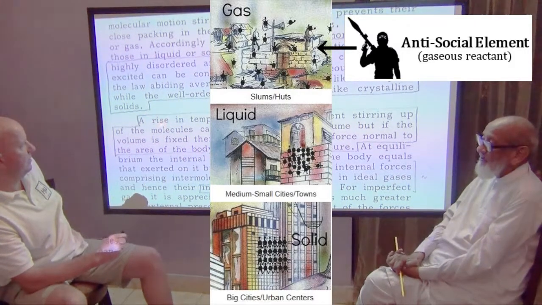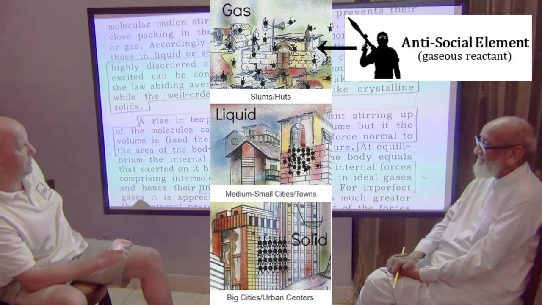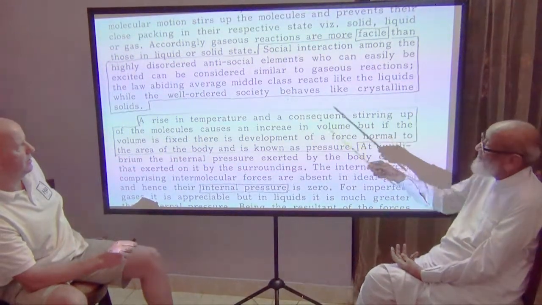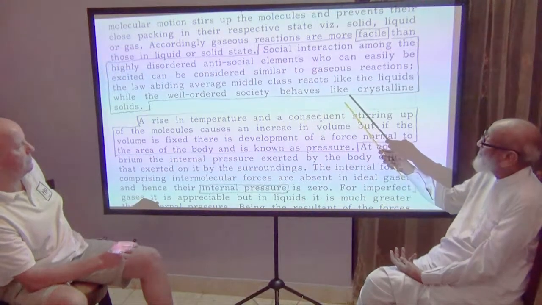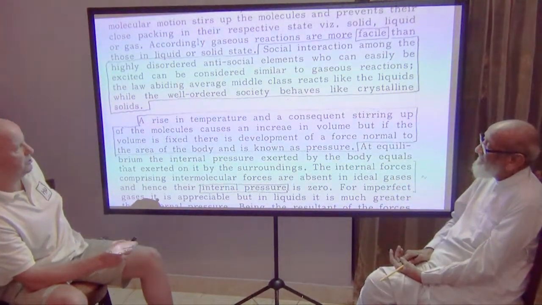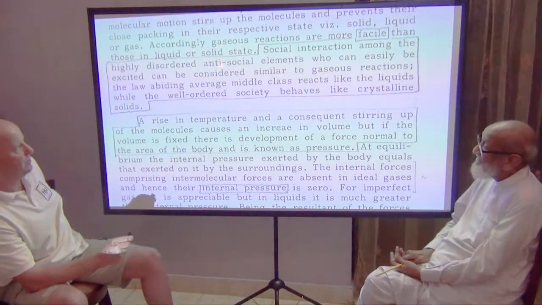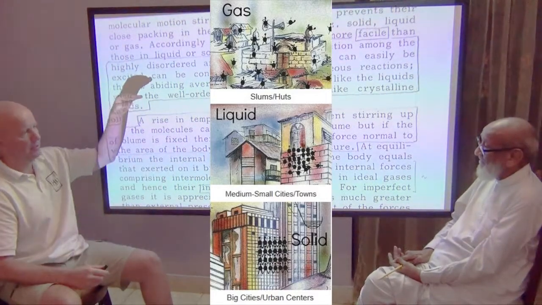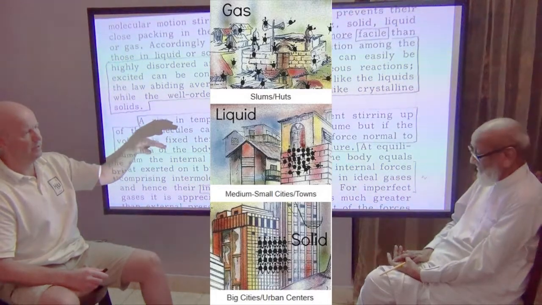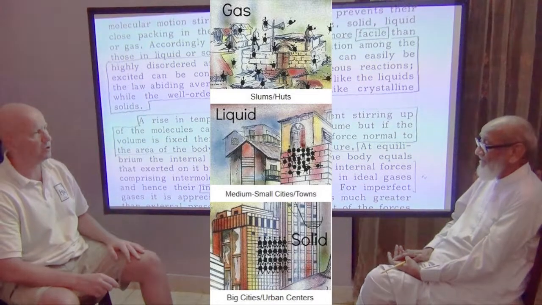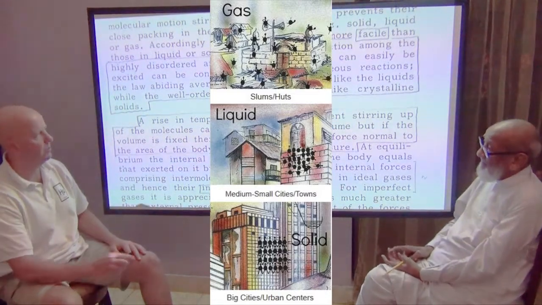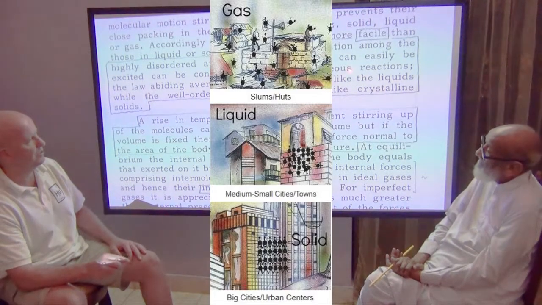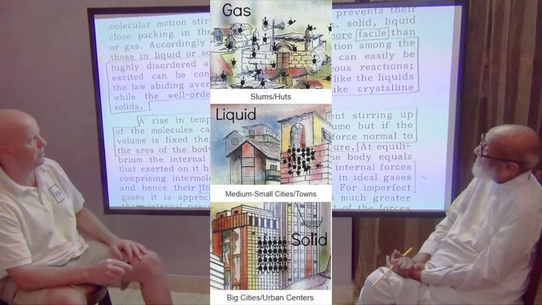And what about this right here? You talk about the whole thing being simply unbearable. Yeah, I can imagine. So the temperature is... average like the liquids, while the well-ordered society behaves like a structure. So how about the social temperature? The social temperature is higher in the slums because it has more gas-like antisocial elements. Higher temperature in the slums, and in the bigger cities, temperature is lower. Is that correct? Because there are more antisocial elements similar to gas reactions in the slums, so they have higher social temperature.